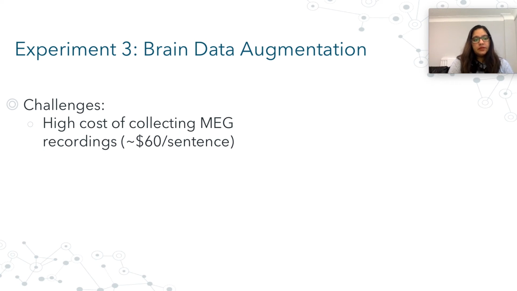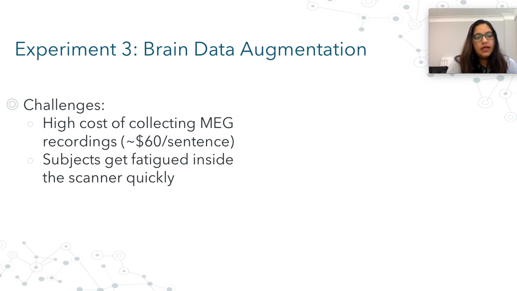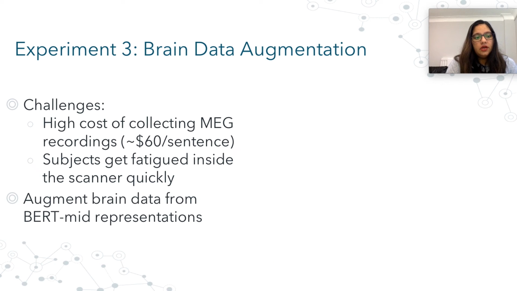In a third experiment, we note that there are various challenges in collecting brain activity. There is a high cost of collecting MEG recordings of almost $60 per sentence. And subjects typically get fatigued inside these scanners quickly, and therefore cannot record data for more than 2 to 3 hours, which gives an upper limit on the number of sentences that can be collected in studies of this kind. To overcome these challenges, we try to augment true brain data from BERT mid representations. How do we do that?